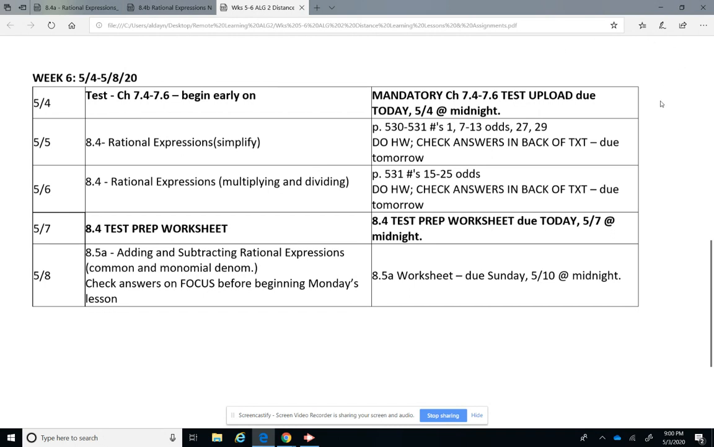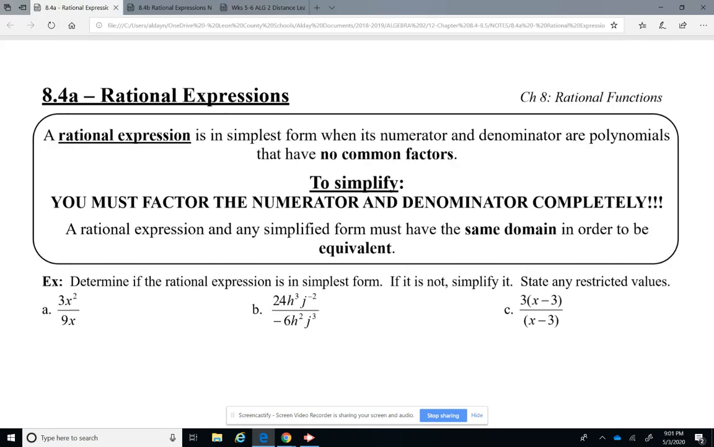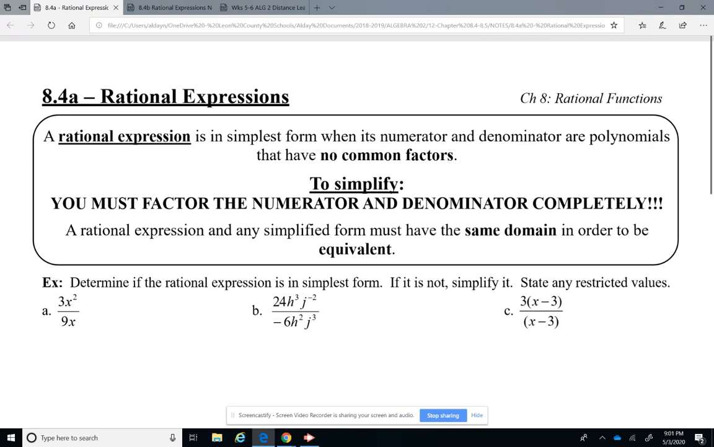All right, so I'm pulling up first the pacing guide for this week. Okay, so you see that on May the 4th, which was Monday, you do your test. All right, and so now we're going to do 8-4. We're going to do day 1. It's 8-4A, and there's only a front sheet. Okay, so it's going to be a pretty short one.